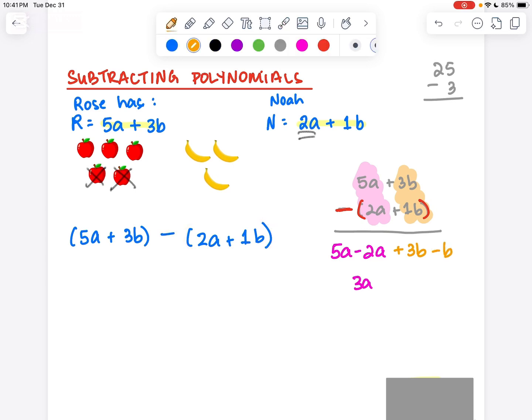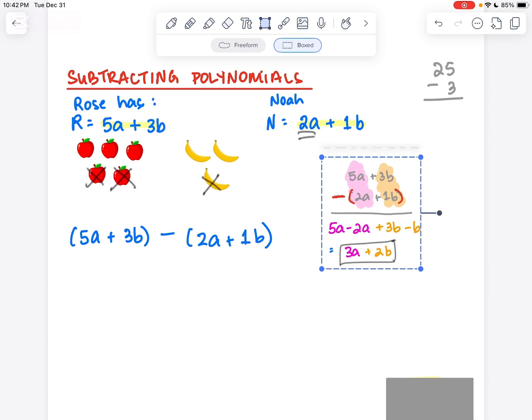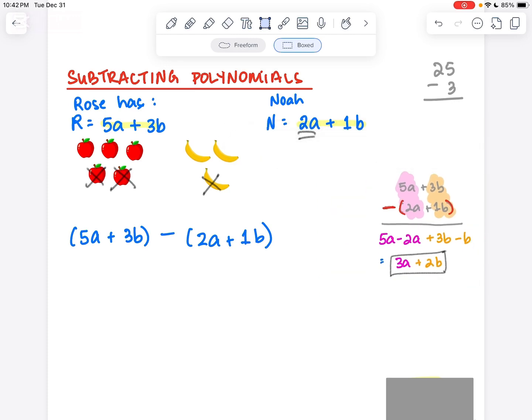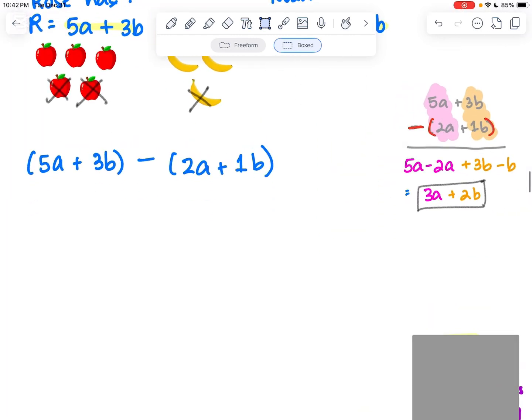So we would write that this way. We would get positive 2B, and so this would be our answer, which is what we would expect from our picture. Noah takes 2 apples, he takes 1 banana, so Rose is left with 3 apples and 2 bananas. So again, that's the way to write it vertically. We don't want you to have to do that forever. So let's look at how we do it horizontally.